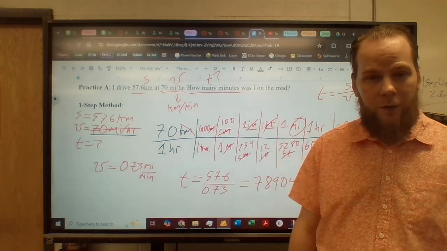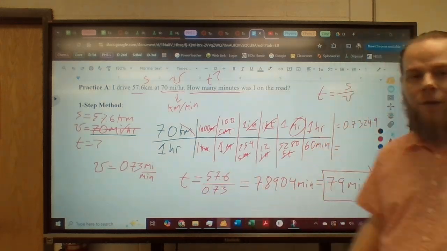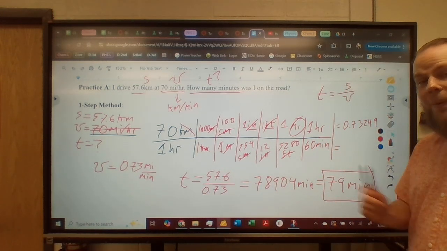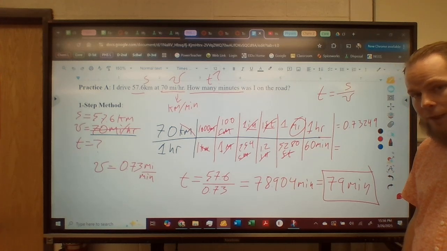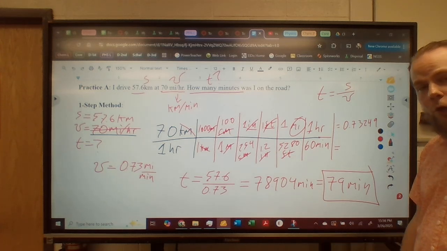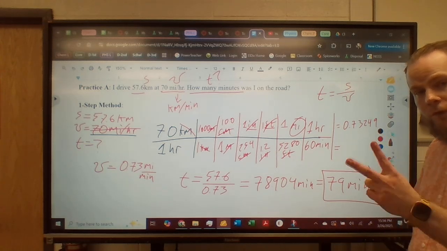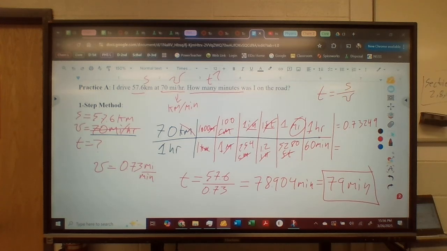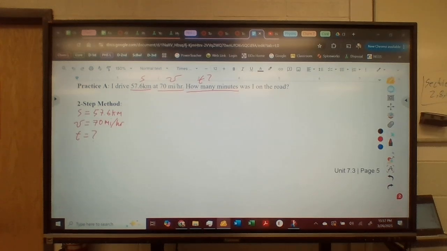So I'm going to pause this. Actually, I'm going to step off screen. You pause this. If you are missing anything, back up if there was something here you didn't get. And when you're done with that, move on. And I'm going to go over the second method, the two-step method, instead of the one-step. All right, time to erase.